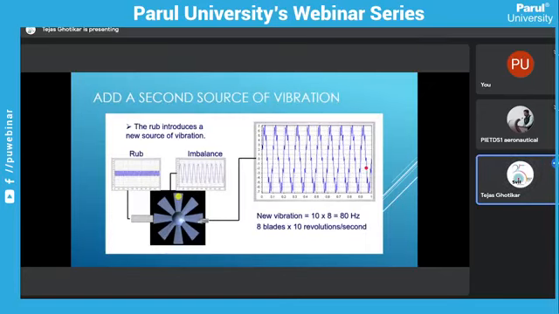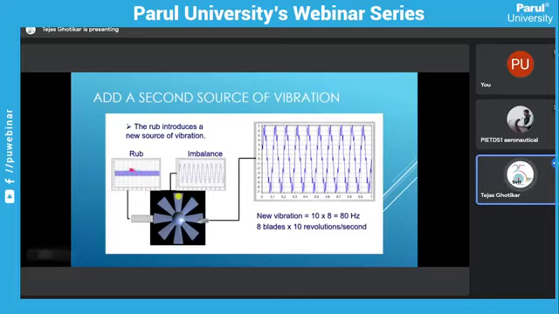Furthermore, can you see here, we have now added one rub, which is causing vibration. It is a disturbance that we have added to the system. Now what will be the frequency of this rub? The fan is rotating 10 times, so the frequency of this fan is 10 hertz. But this particular rub will rub along all these 8 blades.